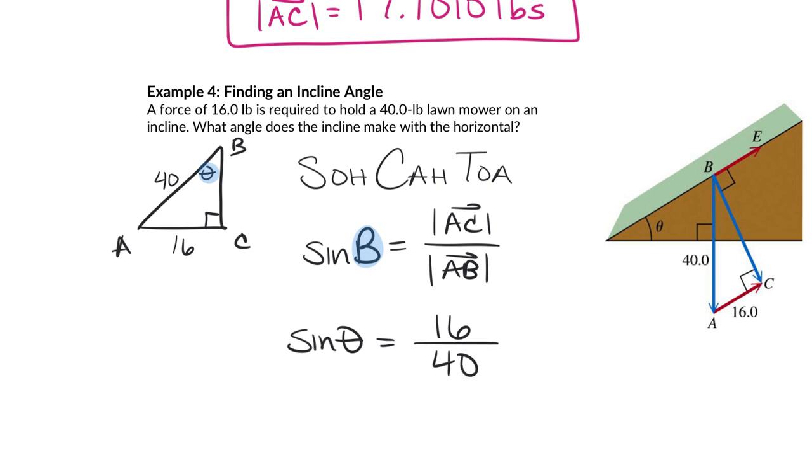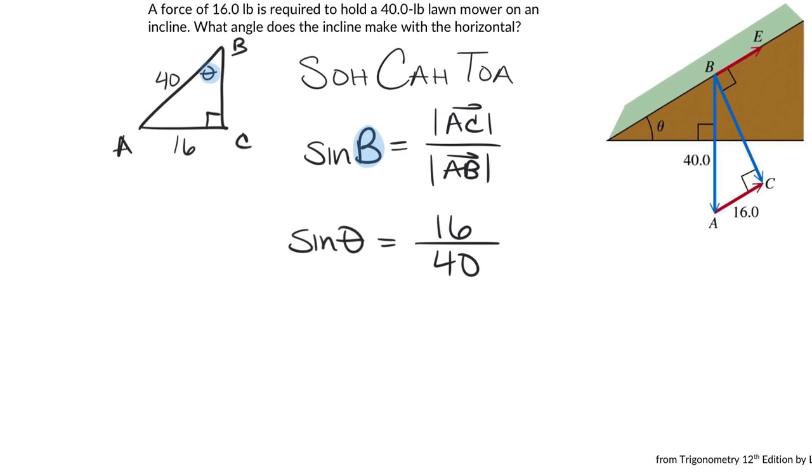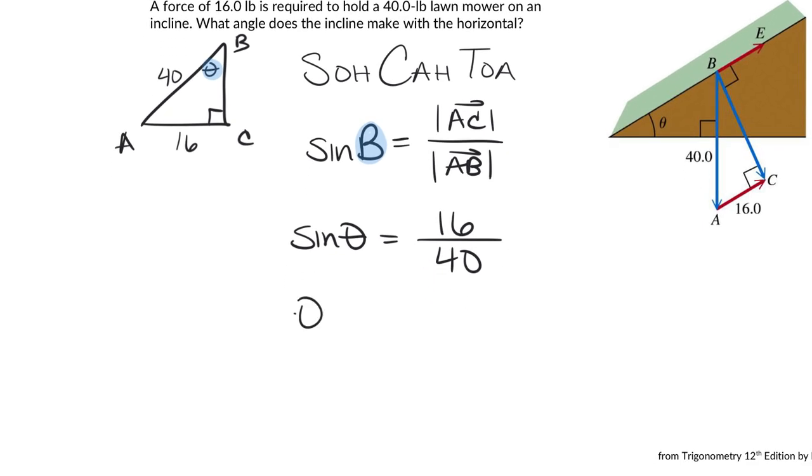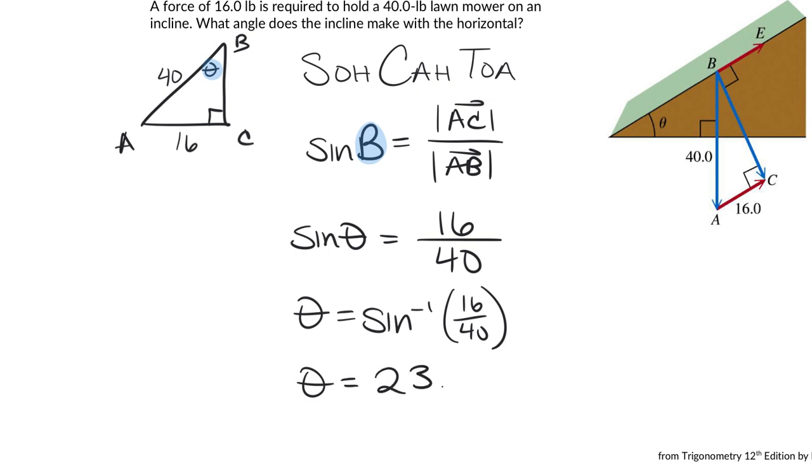And then since I'm looking for the angle, do I just type that in my calculator? No, what do I do? Inverse sine, because we want to get theta by itself. So this will be sine inverse of 16 over 40. That's a calculator question. So hey, calculator, what is the inverse sine of 16 over 40? Thank you, 23.5782 degrees.